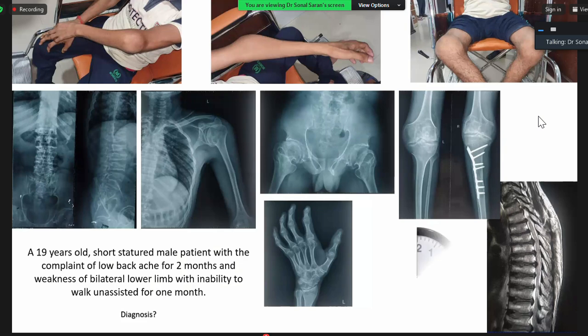So this guy is a 19-year-old short-statured male patient with complaint of low backache for 2 months, and there is weakness of bilateral lower limb with inability to walk unassisted for 1 month. What is the diagnosis?